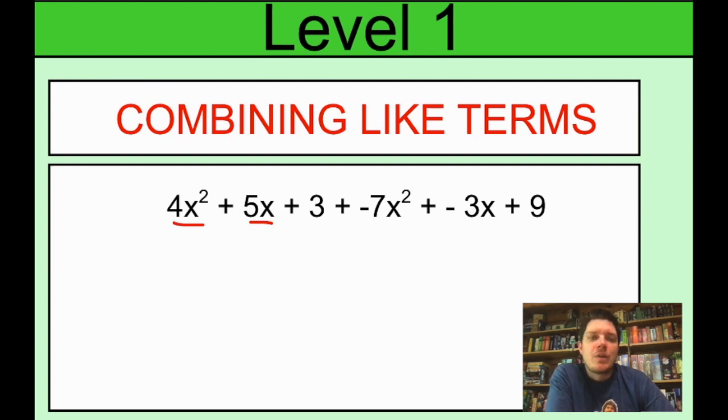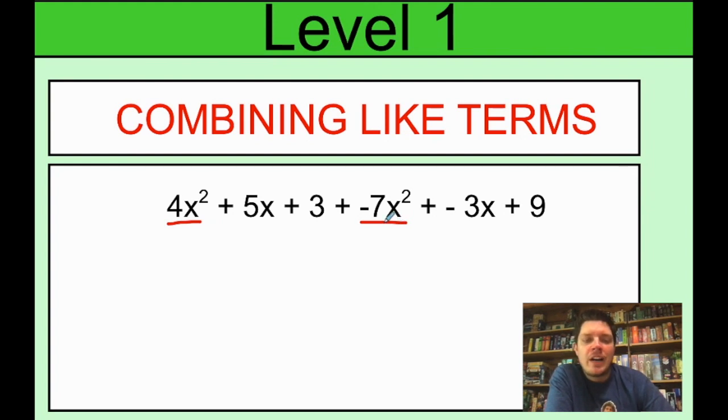So if we needed to combine like terms in this crazy long expression, what I usually do is start with the first term. Here we have a 4x squared, and I'm going to look down my list and see, yep, we've got another x squared right here, and we can go ahead and combine those two.